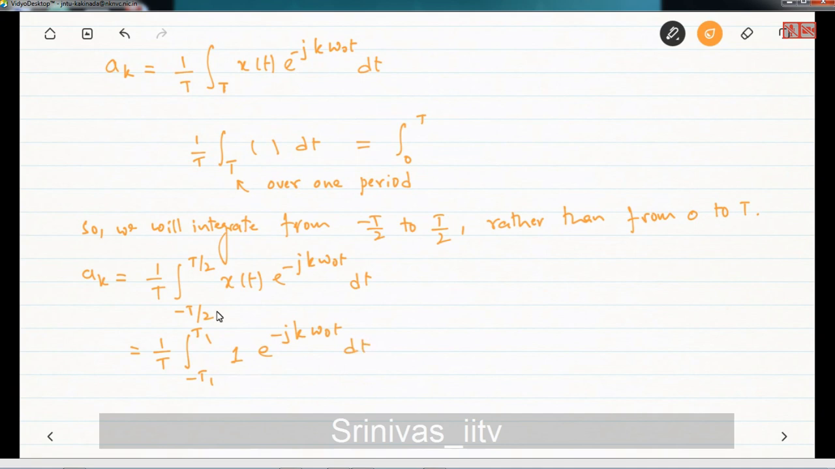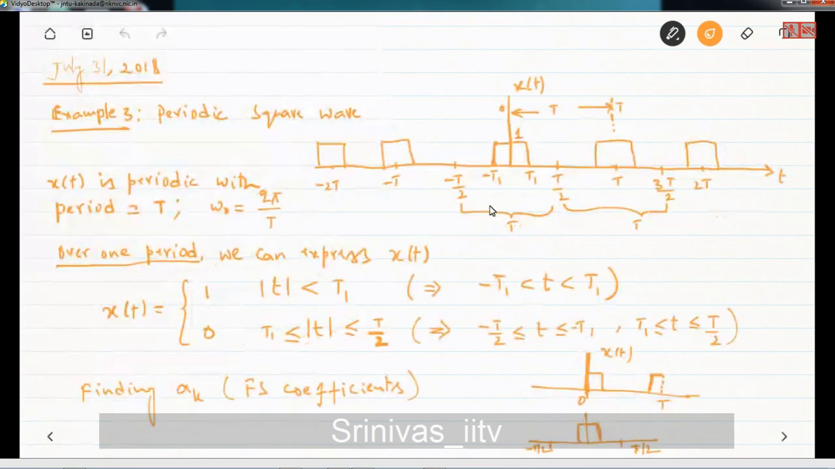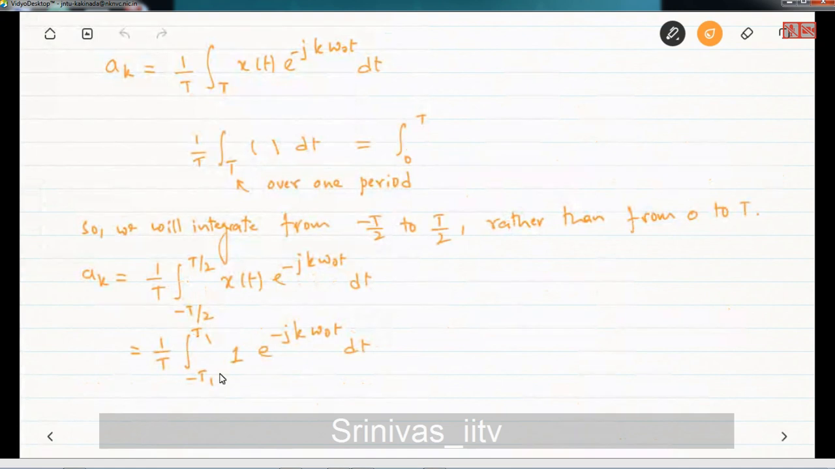Is that right? Because in the duration from minus T by 2 to plus T by 2, x of t has got value 1 only from minus T1 to plus T1. So we are integrating from minus T by 2 to plus T by 2 in this interval, and in this interval it is 1 only in this duration, from minus T1 to plus T1. That's why this is a_k.